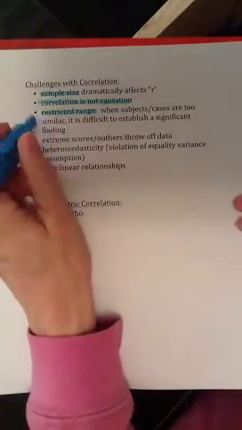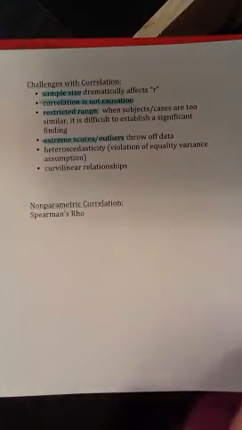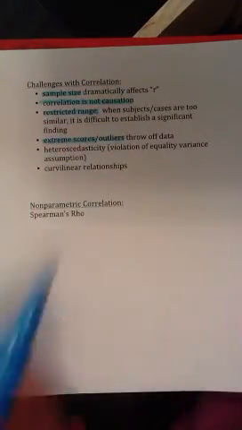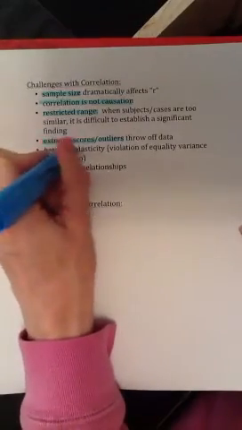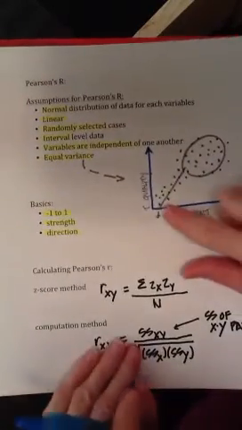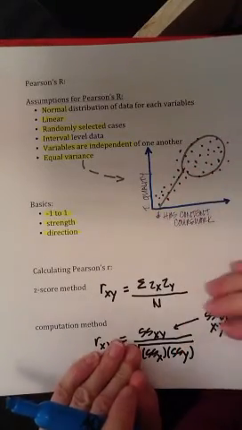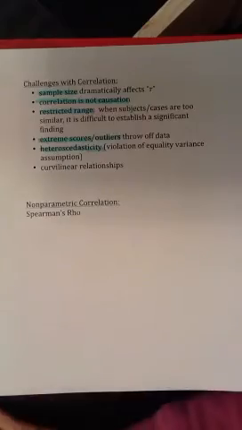Also, with correlation, you have to be very mindful of extreme scores or outliers. They can really throw off the data. And also you have to be aware of heteroscedasticity, which, if you recall, is that violation of the equality of variance. And here's an example of heteroscedasticity where the variance differs for one part of the range as compared to another part of the range.